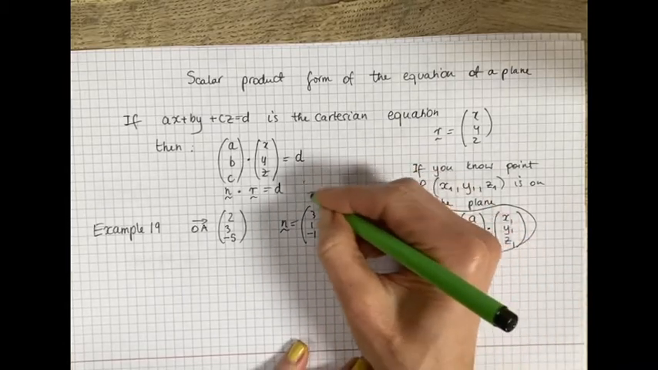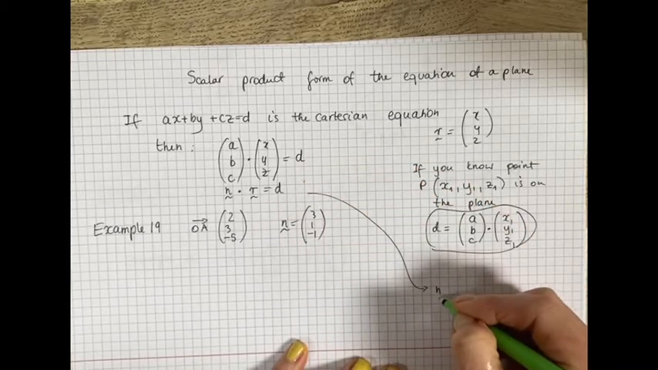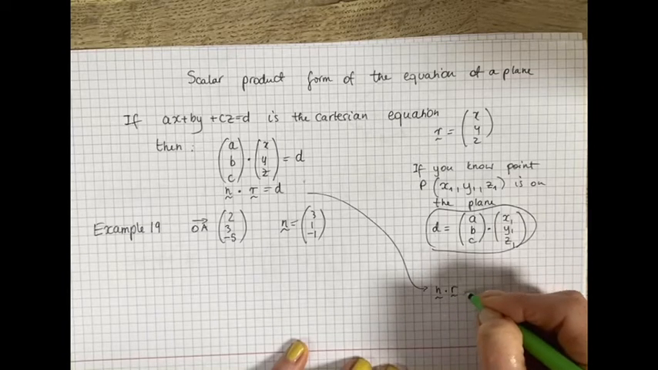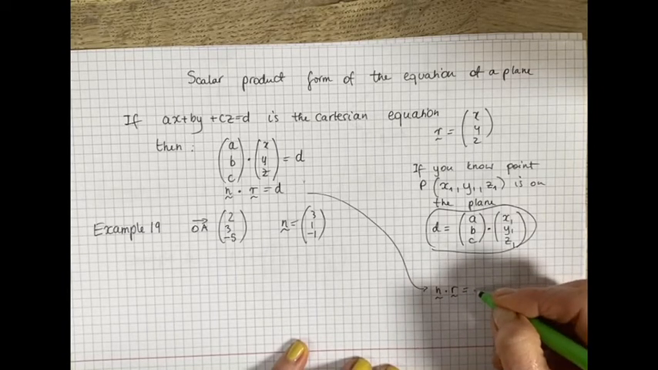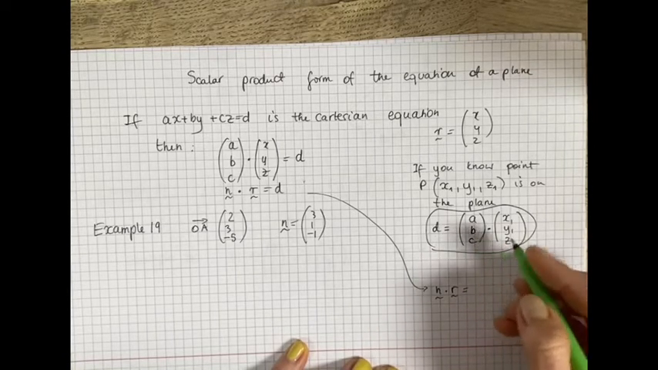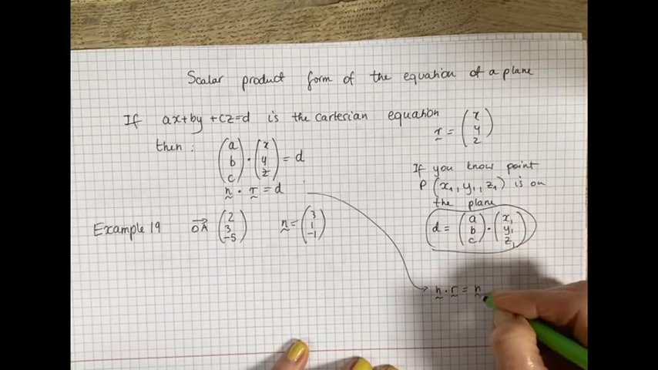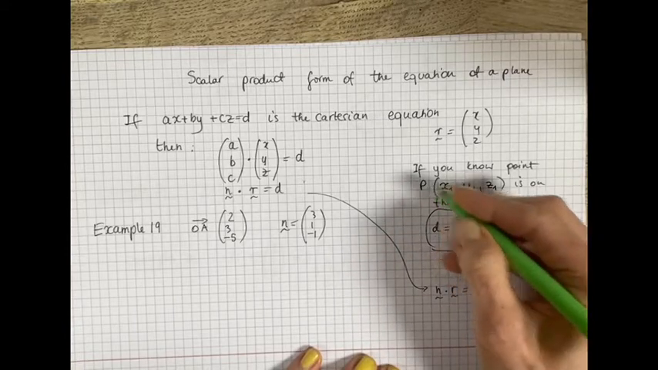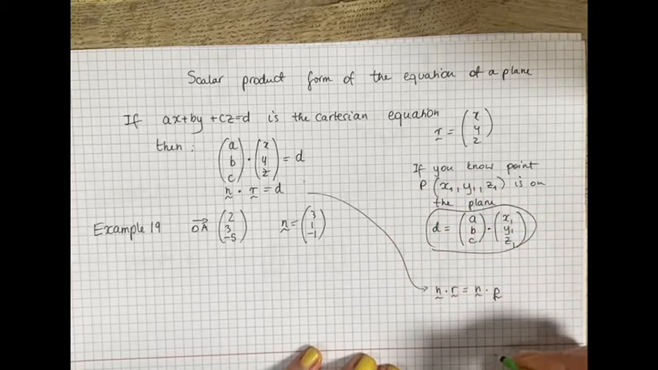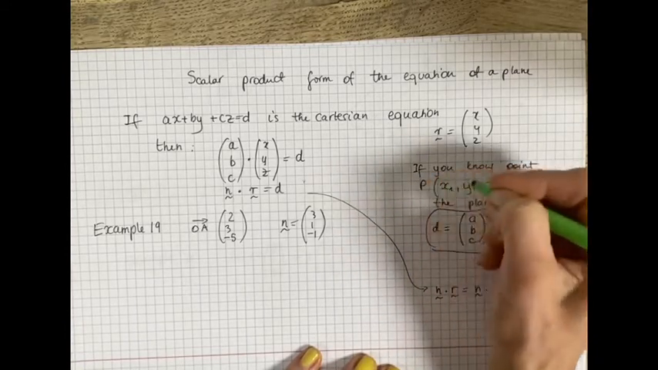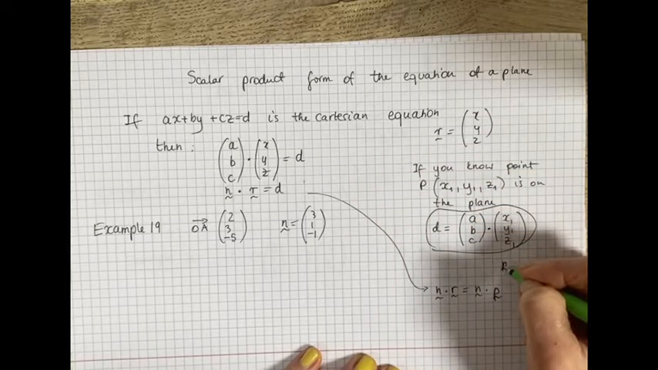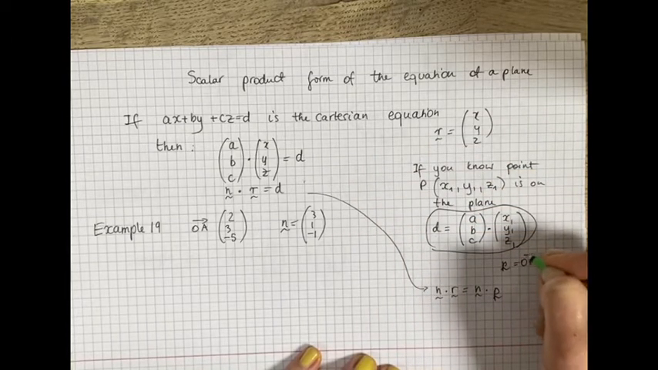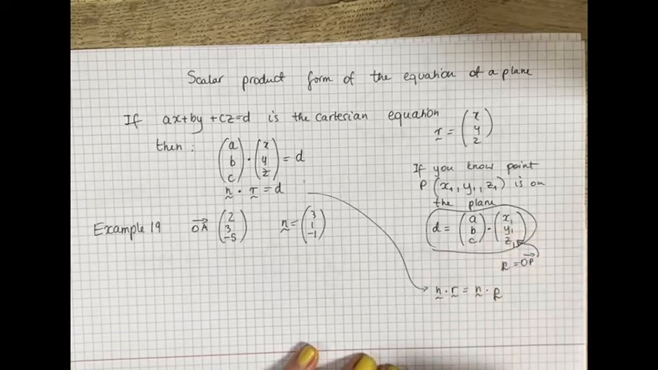So another version of this would be normal vector dotted with a general point is equal to your normal vector dotted together with the little p. So if you say that little p, which is the position vector of OP, is that vector here.